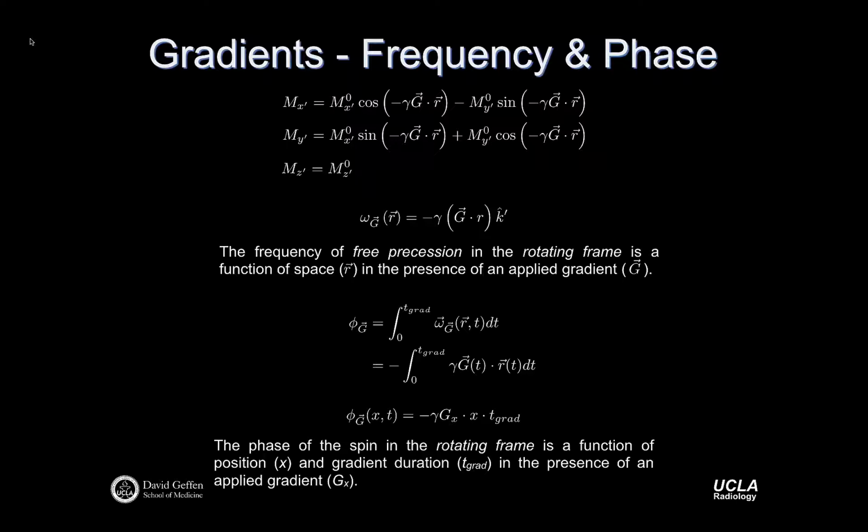The idea of phase encoding is that we'll turn gradients on for brief periods of time, and we can store phase in the transverse magnetization.